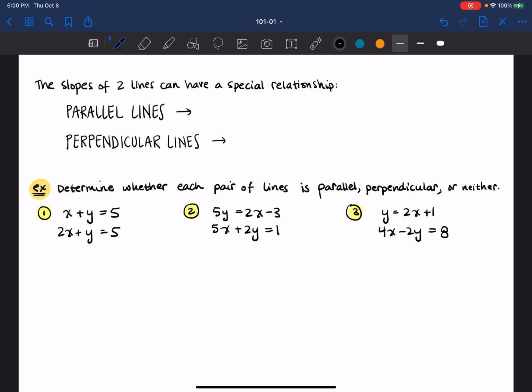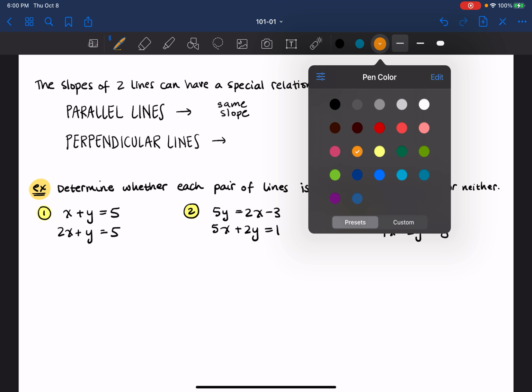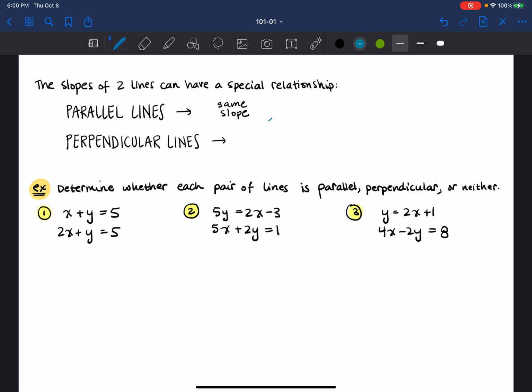So you're just talking about slope, and there are two special kinds of relationships that the slopes of two lines can have. Two lines can be parallel, or they can be perpendicular, or they can be neither. Parallel lines have a special relationship where they have the same exact slope. When you graph them, they could overlap, but most of the time they don't. They have a different intercept and they go through different points, but they rise or fall at the same rate. So they never intersect.